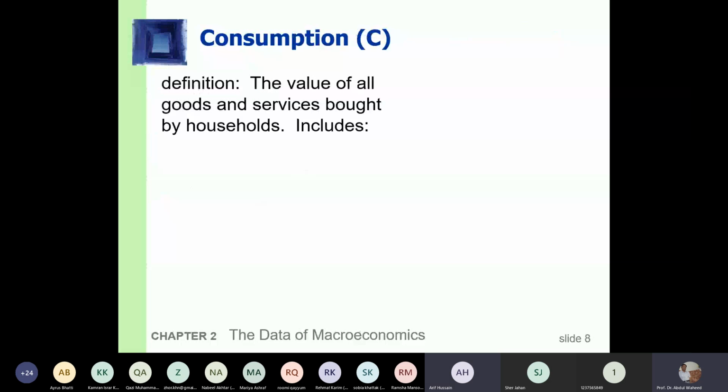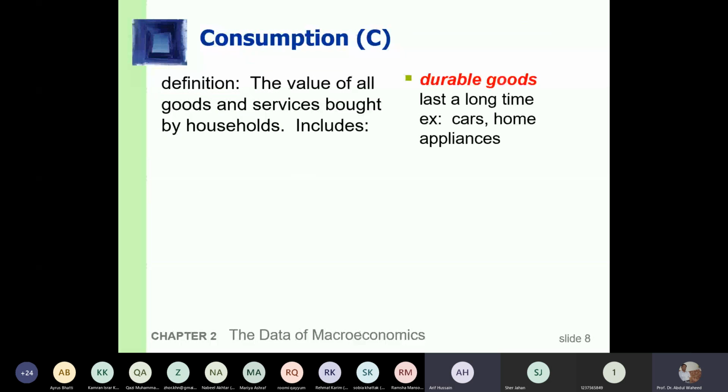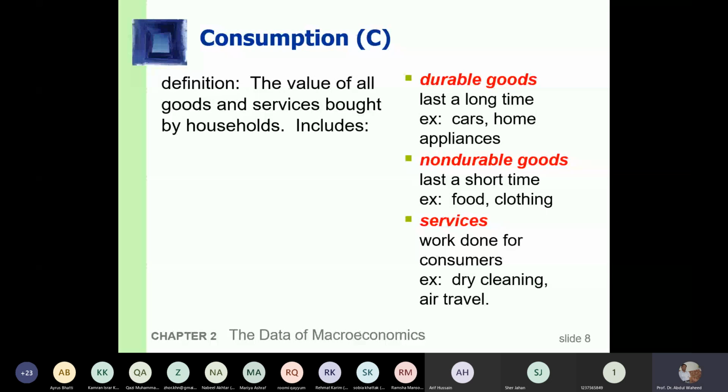Okay. So the consumption is the value of all goods and services bought by households, and we have durable goods we discussed. They last a long time, like cars and home appliances. Non-durable goods last a short time, like food and clothing. And then services, work done for the consumer. You are getting travel services, dry cleaning services, all these services you are getting.